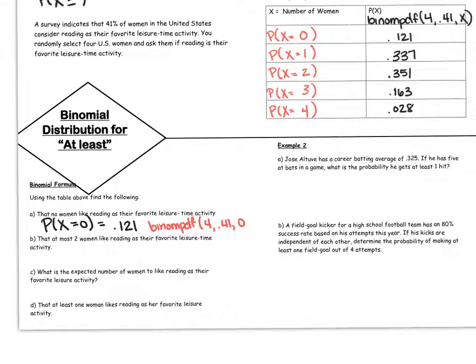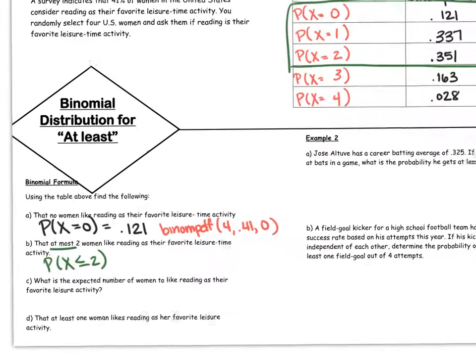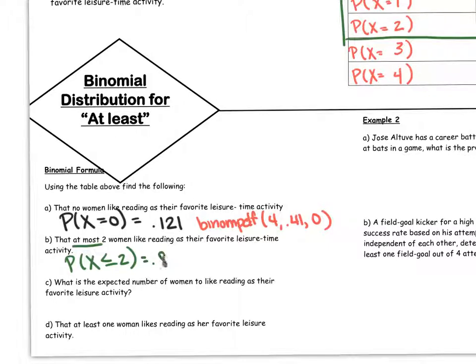So the next one would be the probability that x is less than or equal to 2, right? At most 2 means less than or equal to 2. So we go in our table, at most 2 means 2 or less. So you'll be looking at anything that's above this green line, right? Like this. So you add up those values: 0.121 plus 0.337 plus 0.351. I get 0.809. So this value right here is just 0.809.